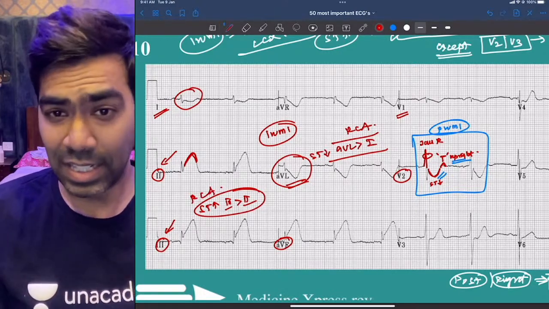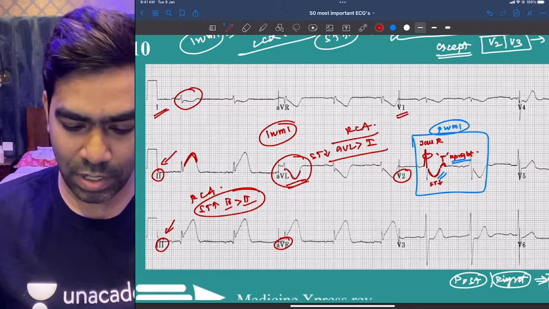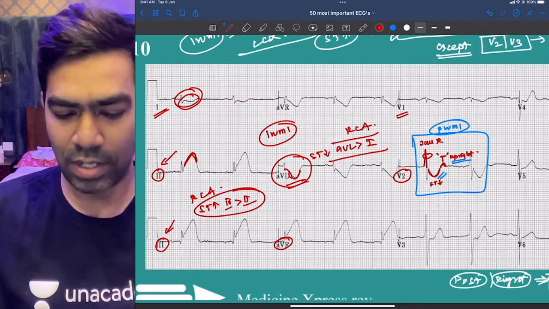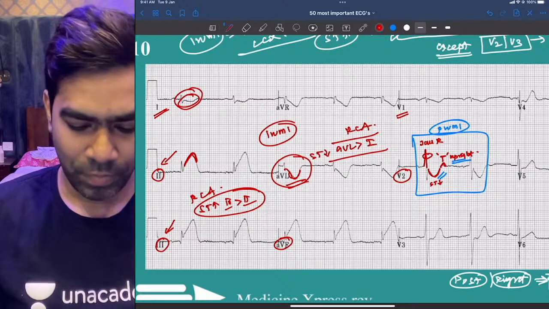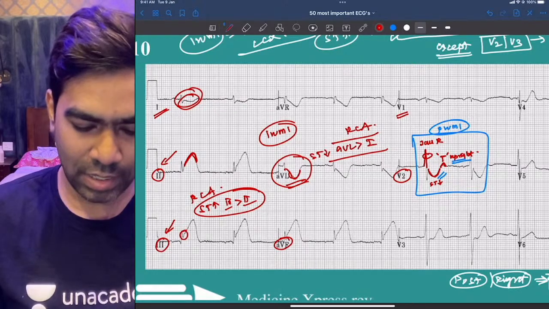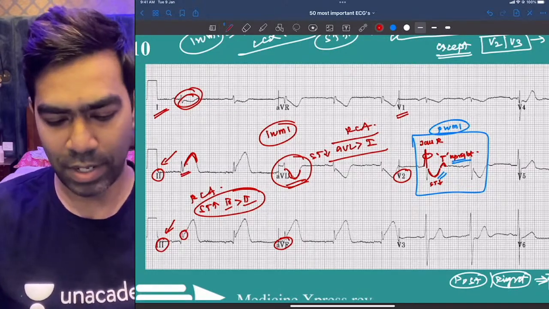So as you can see in this EKG, the ST depression in AVL is definitely more than that of what is happening in lead 1, and ST elevation in lead 3 is definitely more than that of what is happening in lead 2.